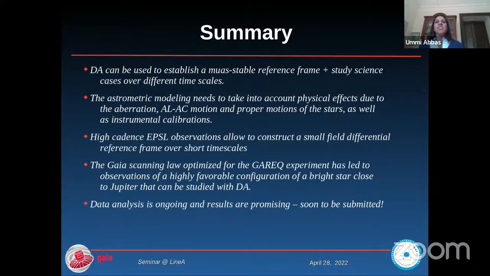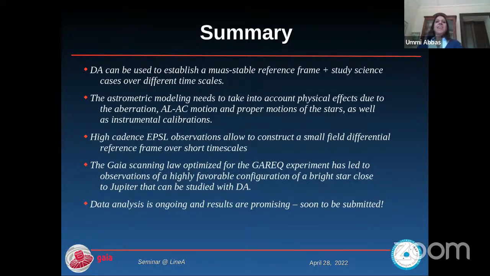The astrometric modeling would have to account very carefully for the physical effects, and these could be due to the aberration, the along and cross-scan motion, and the proper motions of the stars, as well as the instrumental calibrations. The calibrations are particularly important, and especially the AGIS solution and the astrometry that we use is highly dependent on the calibrations at the end of the day. That's why with EDR3 we were able to look at the deflection of light experimentally with Gaia, but with DR2 the calibrations were not as accurate, and so we didn't get as precise a deflection signal.